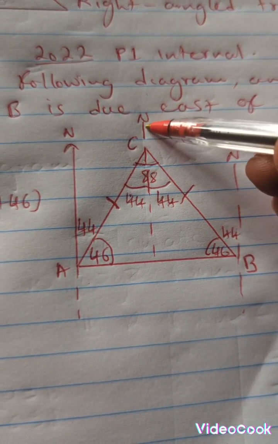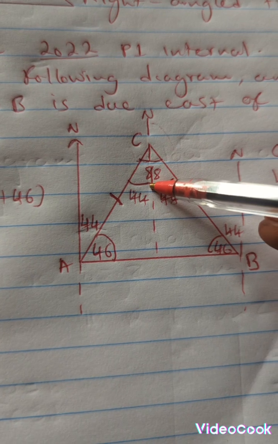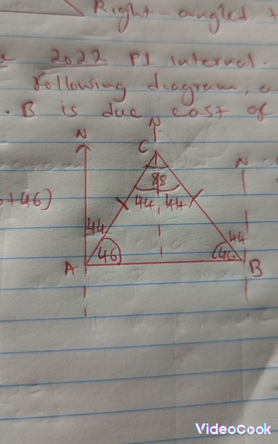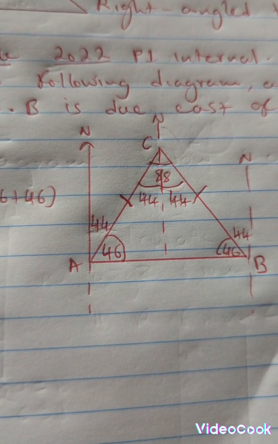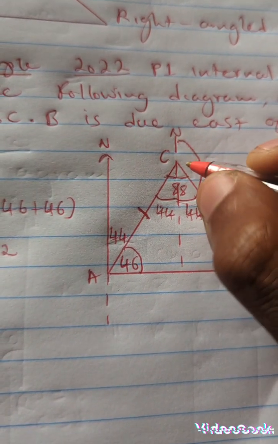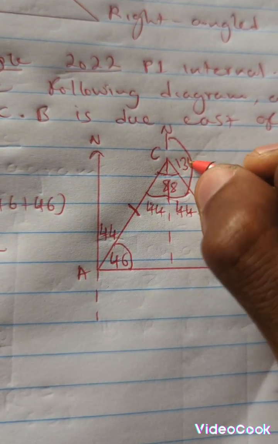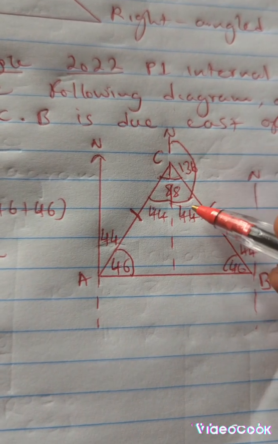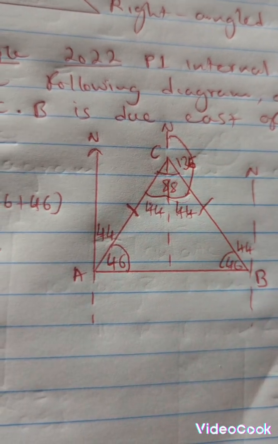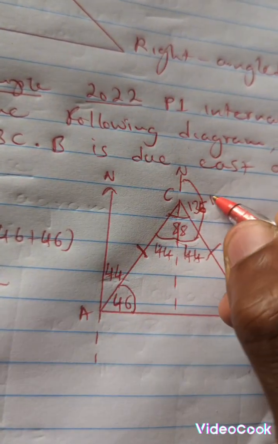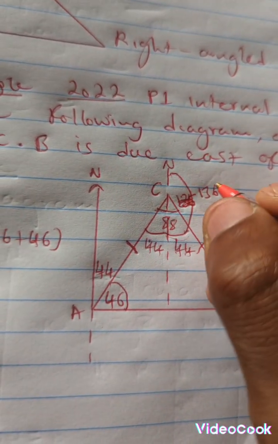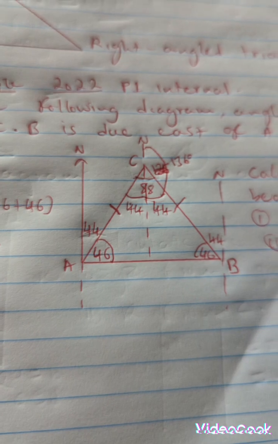Remember, from here up to here, it's 180. So we are going to say 180 minus 44. It will give us this. From here up to here, it is 136, because from here up to here, it's 180. So the angle is 136 degrees.